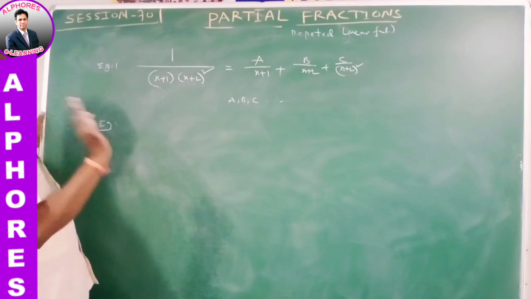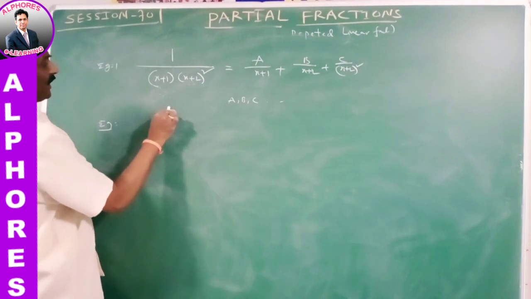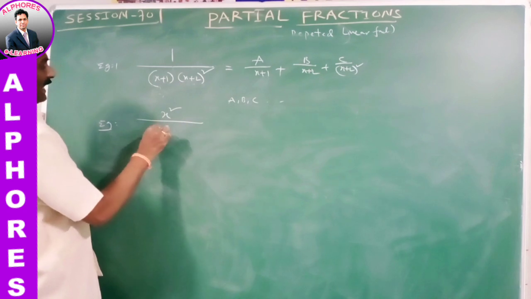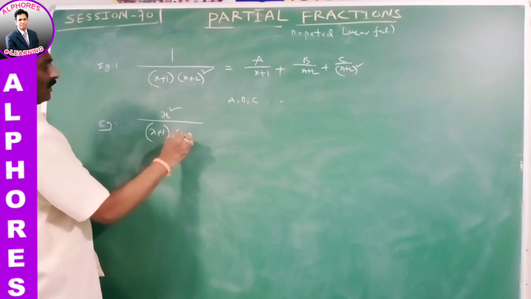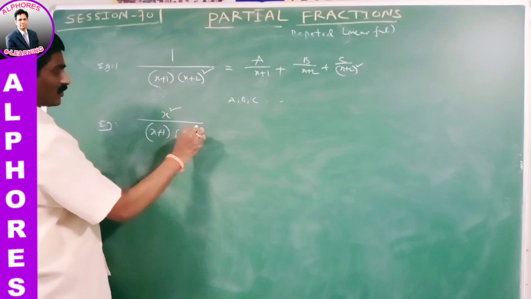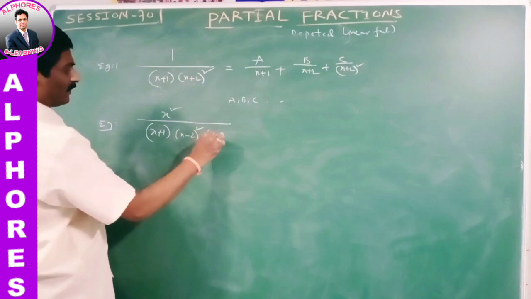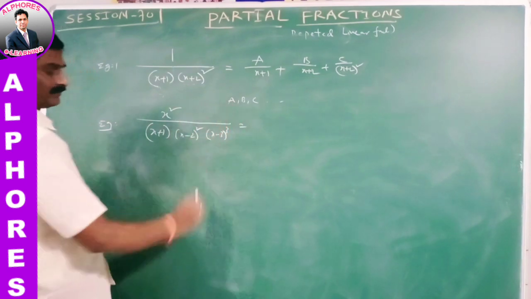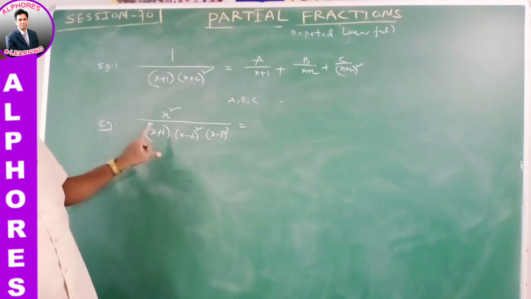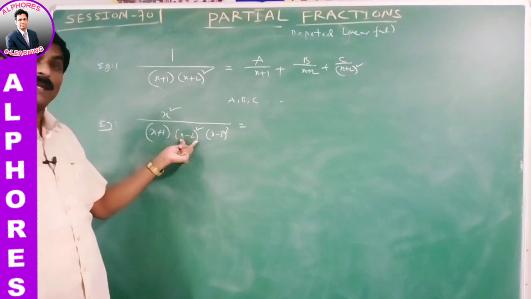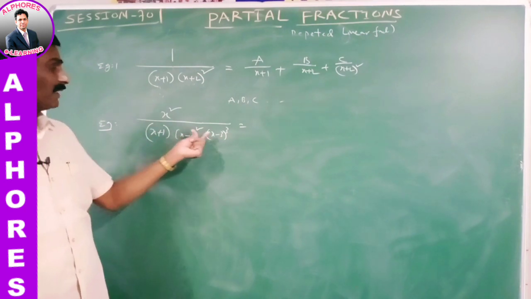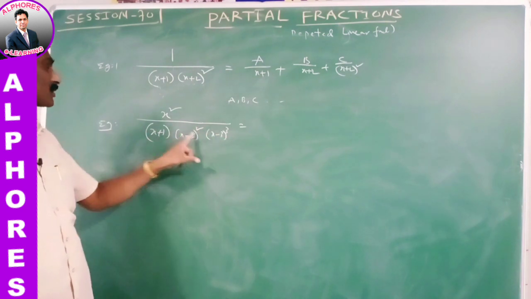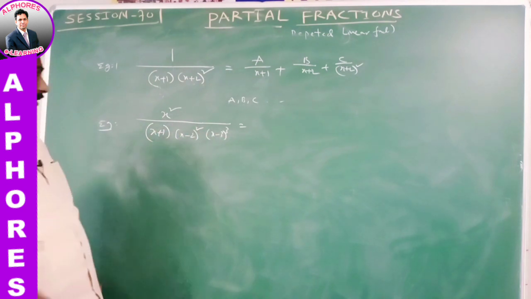Please write just the partial fractions. X square by (x plus 1) into (x minus 2) whole square into (x minus 3) whole cube. Here x plus 1 is non-repeated, so it has only one partial fraction. (x minus 2) is repeated, so how many partial fractions? 2. Here 3. Total partial fractions 3 plus 2 plus 1, that means 6. What are the partial fractions?